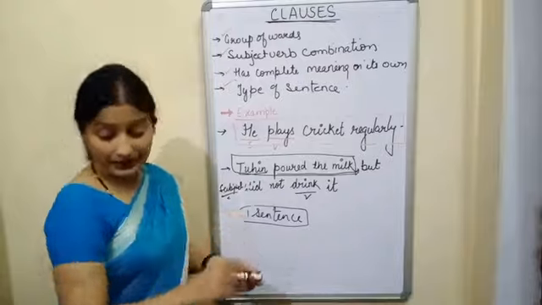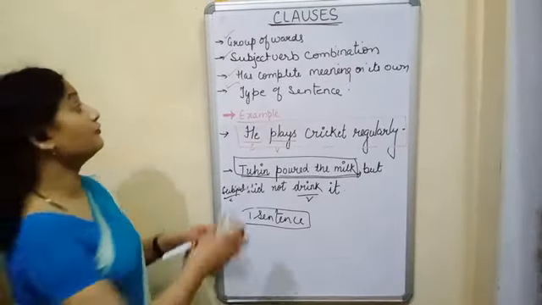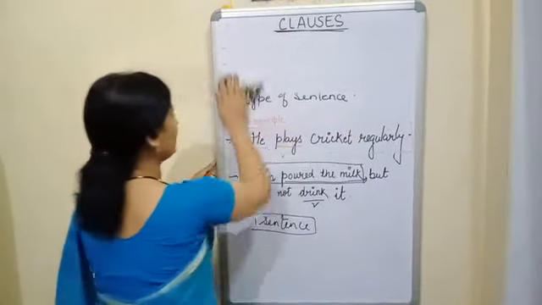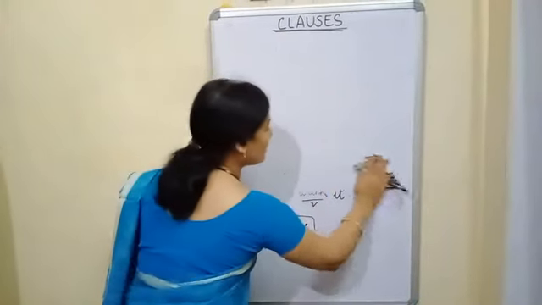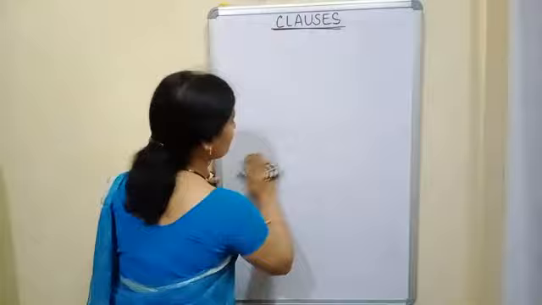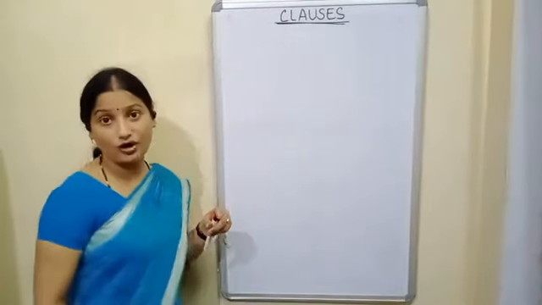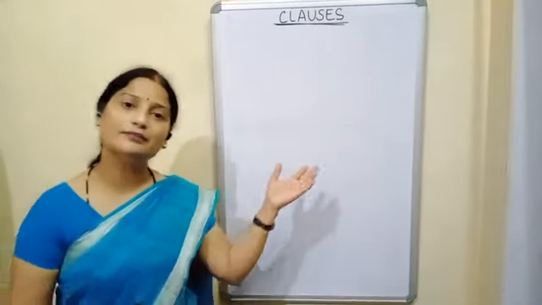Now see children, there are three different types of clauses. Number one, dependent clause, then independent clause, and after that, coordinate clause. This we will see in the next class.